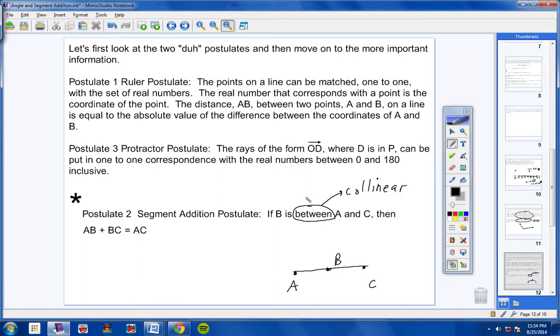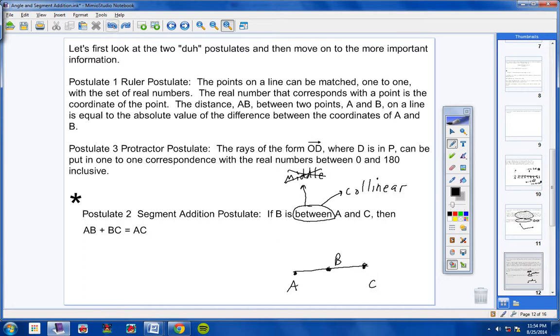Now what it does not mean, it does not mean that B is in the middle of A and C. That is not true. Are you getting all this? Take some really good notes. The word between means collinear. All 3 points are on the same line, but it does not mean B is in the middle. B could be way over here, okay? And then C could be way over here. None of that matters. So when it says if B is between A and C, what it means is B is between A and C, and all 3 points are collinear.